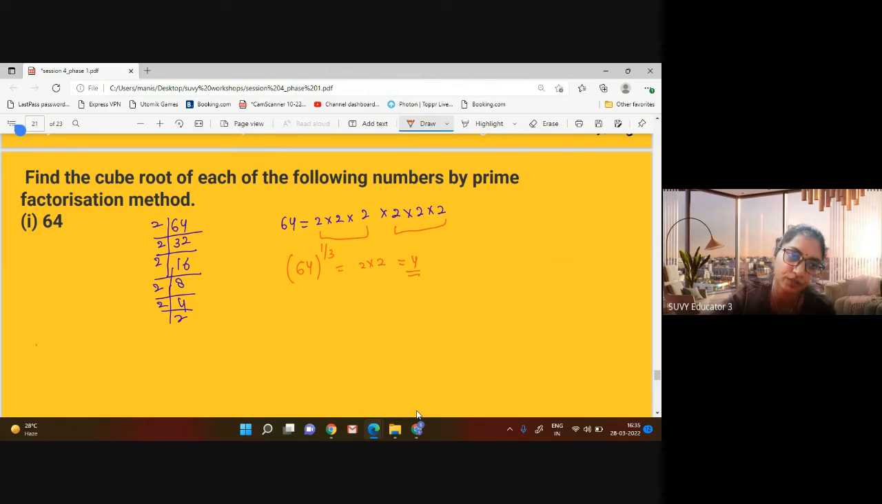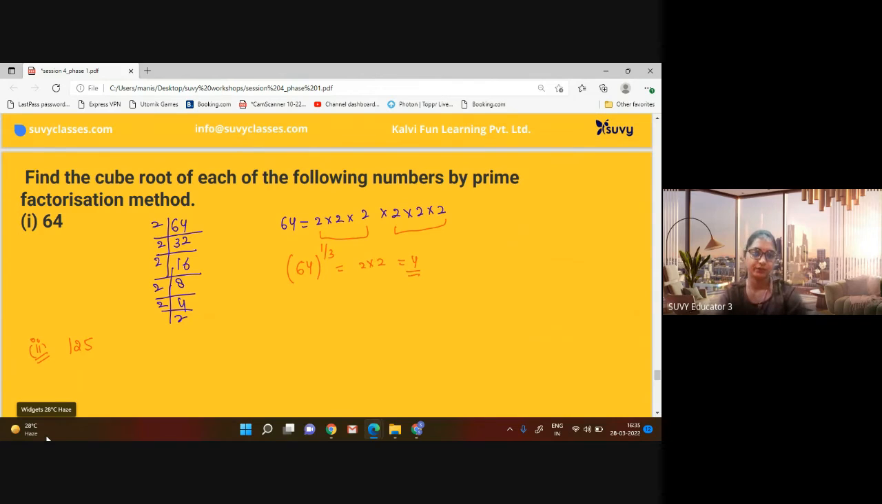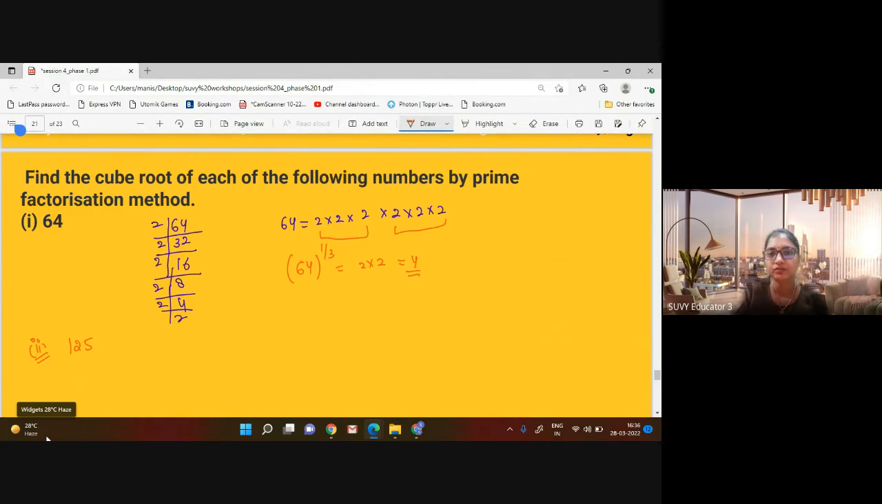Now the very next question from my side to you is: calculate the cube root of 125. Hurry up, be quick, take your time. Yes, done. Great. So just have a look at what you can do. 125, let's start with 5. 5 fives are 25, 5 fives are 125. So 125 can be written as 5 into 5 into 5. So the triplet is there. So you will get the cube root of 125 as 5.